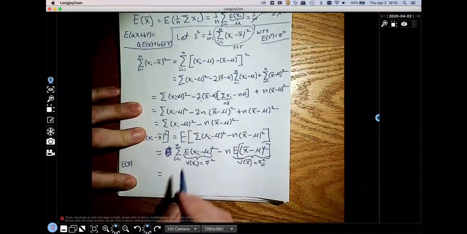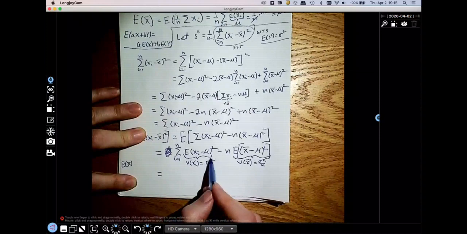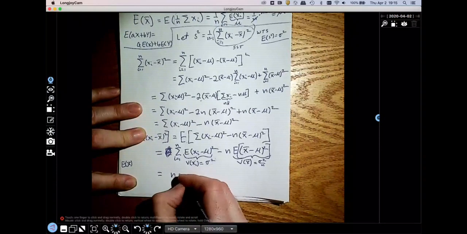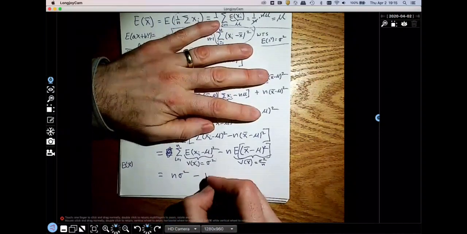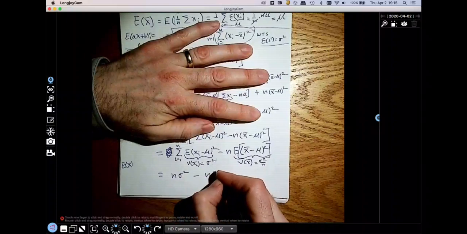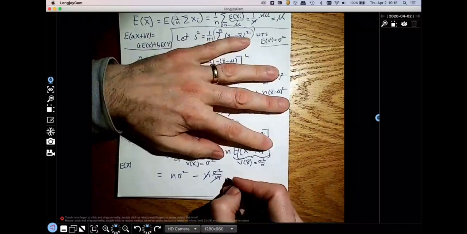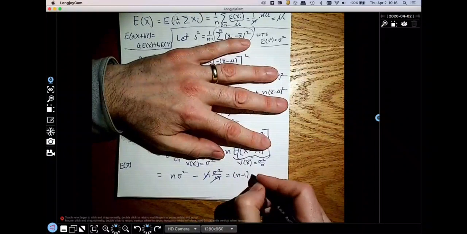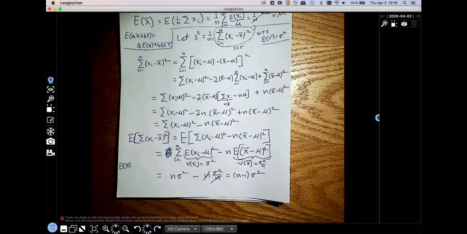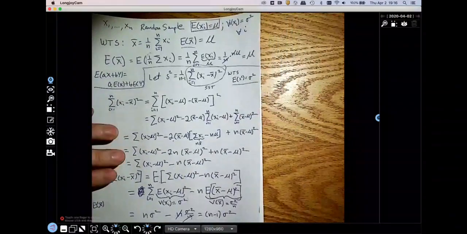So this is equal to, I've got the sum from 1 to n of sigma squared. So that's just n sigma squared. Then what do I have over here? I have n minus n times sigma squared over n. Well, the n's cross out. And we're left with n sigma squared minus 1 sigma squared, which is n minus 1 times sigma squared. All right. At this point, we're ready to establish the thing we were trying to establish. So let's go do that.